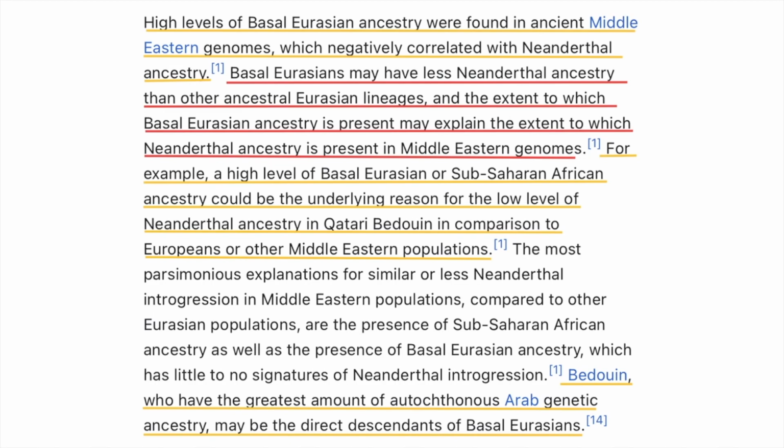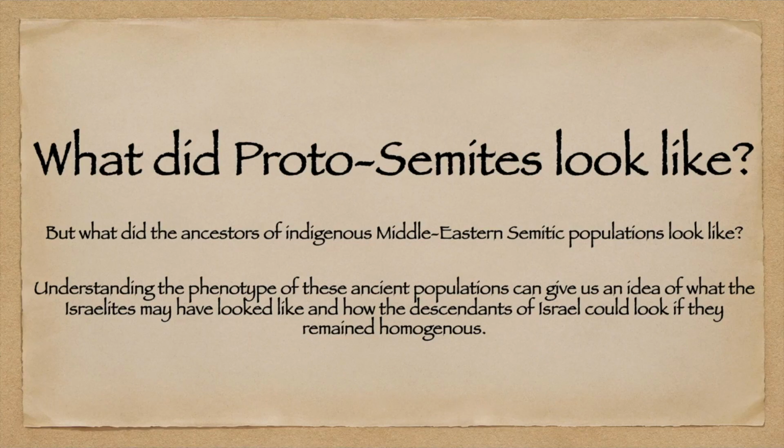Bedouin, who have the highest amount of autochthonous Arab genetic ancestry, may be the direct descendants of Basal Eurasians. So basically, Basal Eurasian ancestry is seen in ancient Middle Eastern genomes, and autochthonous Arab genetics is seen in the Bedouin people, autochthonous being indigenous. So basal Eurasians play a very important role when it comes to both ancient Middle Eastern genomes and indigenous Middle Easterners today. But what did the ancestors of indigenous Middle Eastern Semitic populations look like?